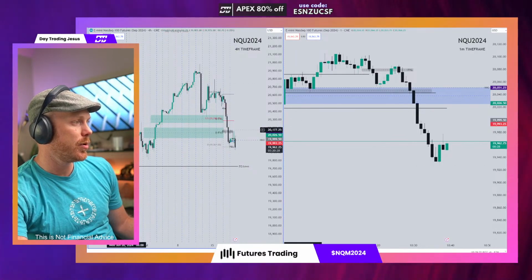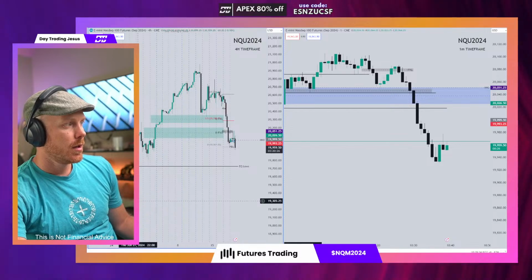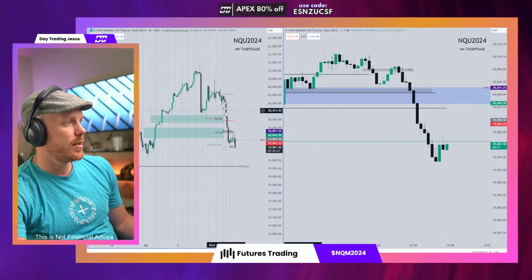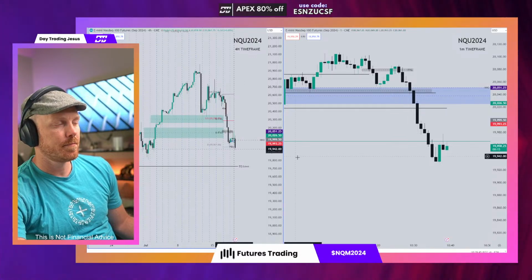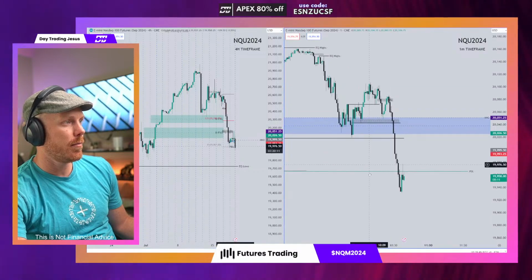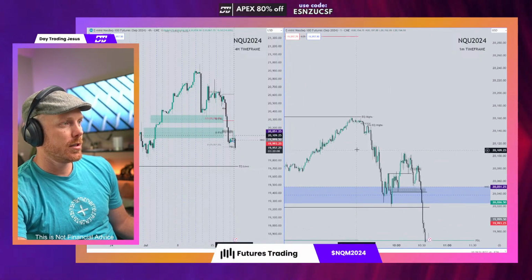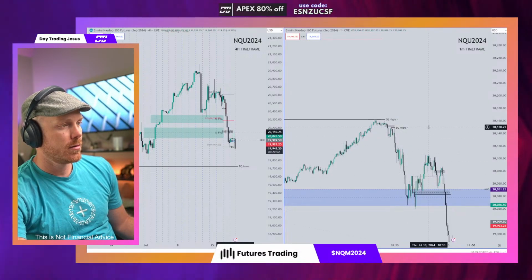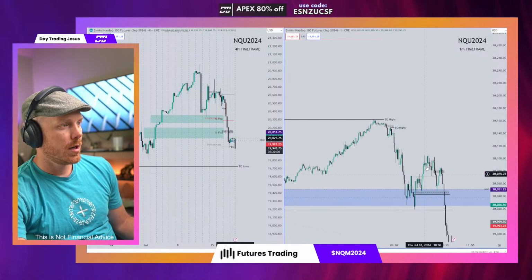I mean, it looks beautiful. It looks beautiful. I just wanted to see after this giant move lower some type of retracement. And I'm not looking for much. I just wanted this to run. I wanted to run this. Didn't get it.